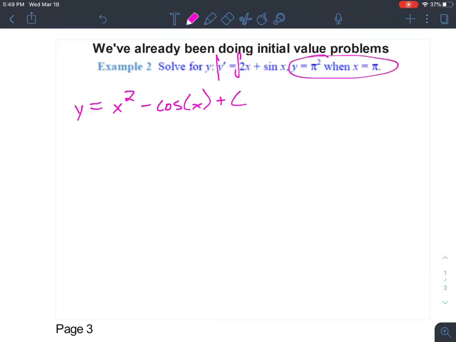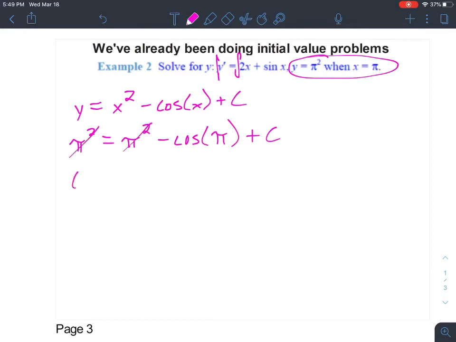Now we are given an initial value, hence the name. We have y equals pi squared when x is equal to pi. So we should go ahead and put these in. Pi squared equals, and then it'll be another pi squared minus cosine of pi plus c. We need to solve this.